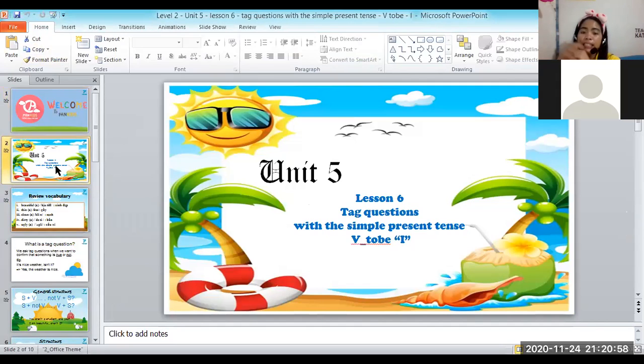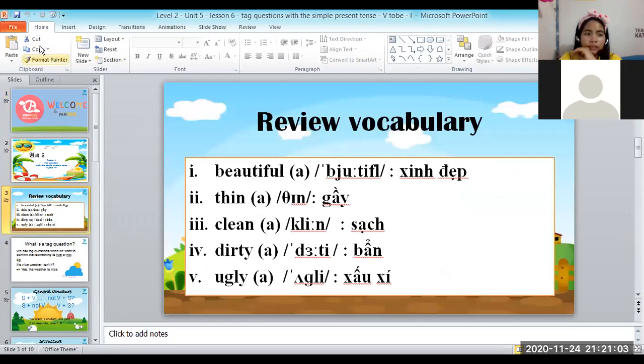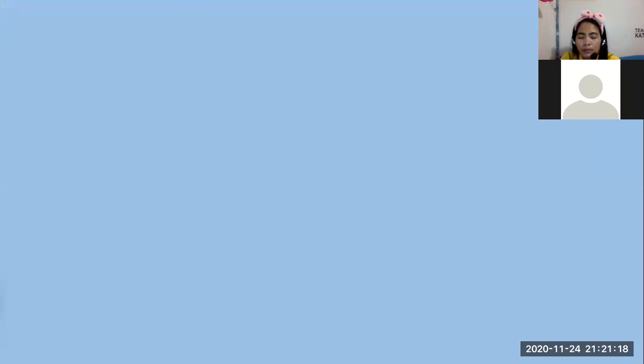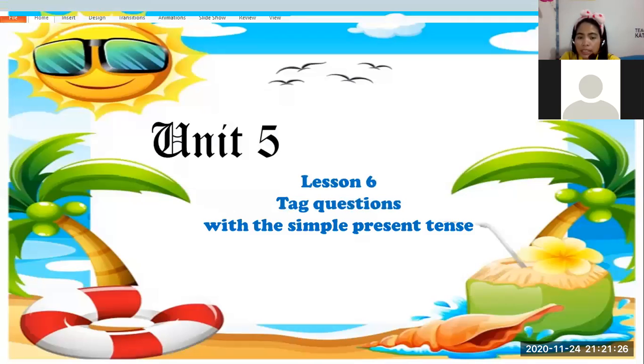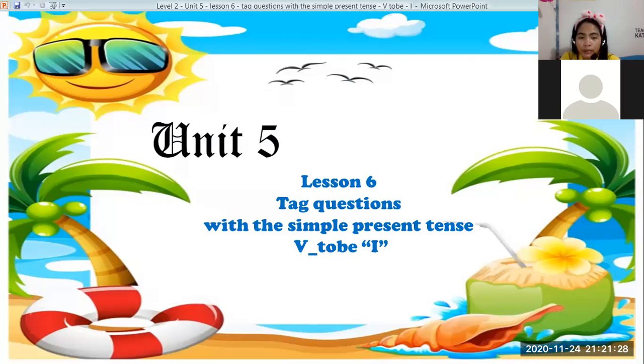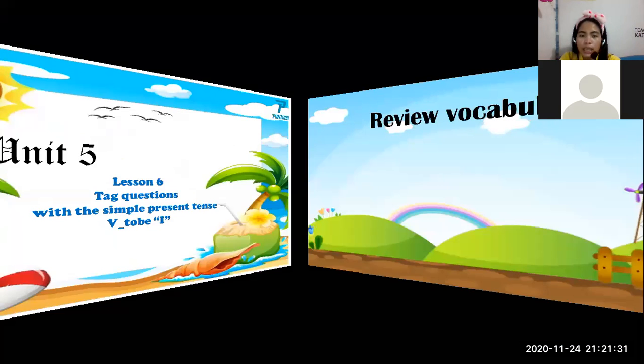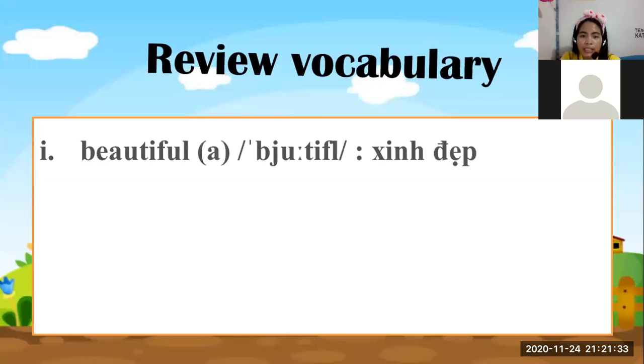Okay, this is lesson 6, tag questions with the simple present tense. Okay, Fatam, please read this. Okay, that is our tag questions. So let's review the vocabulary. Please read that.